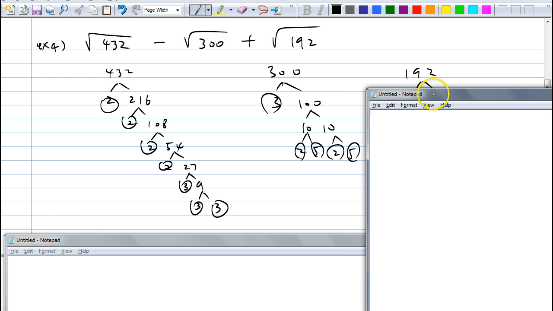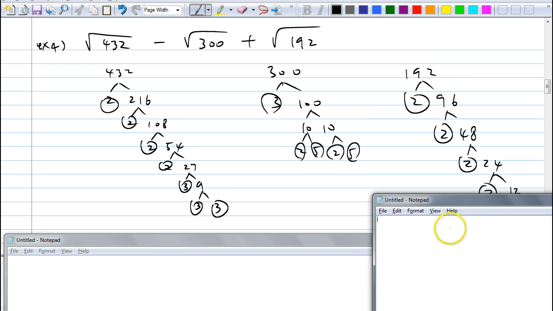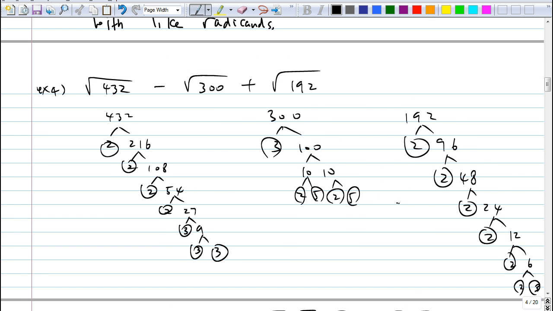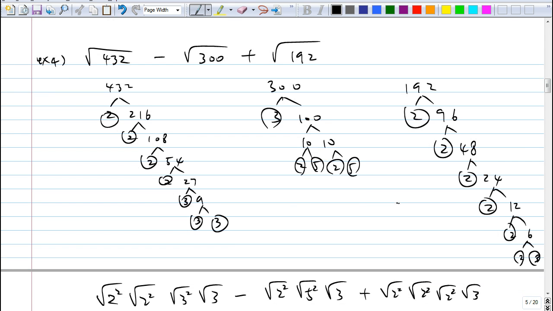For 300, this is not bad. For 300, you get 2 2's, 2 5's, and 1 3. For 192, this one you get many 2's. How many 2's do you get? 6, and then what? 1 3. Very good. So I just wrote it this way. Who could tell me what you get when you simplify these?